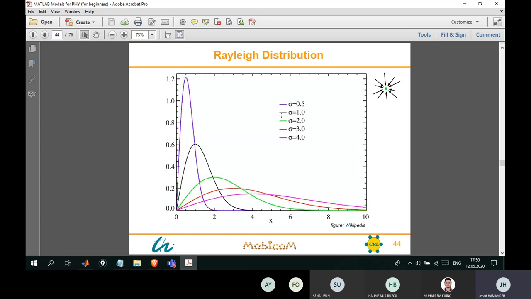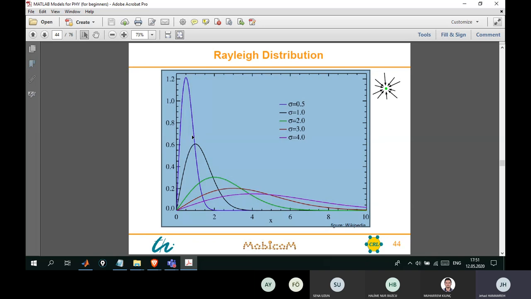When you increase sigma, the curve tends to be fatter. The distribution becomes fatter, and it shifts to the right more. See the variance? As you increase sigma, obviously the variance increases. Here, lowest sigma, lowest variance.